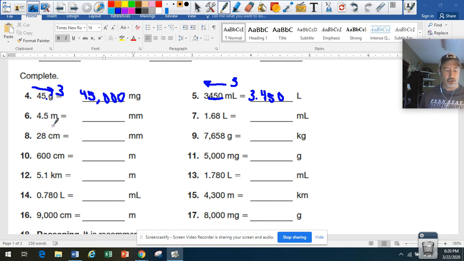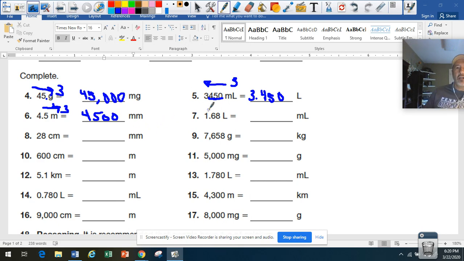Okay, let's look again. Number 6. Let's look here at number 6. We are going from bigger to a smaller. That means we're going to the right. And if we look at things here, we are going 3 places once again. So 3 places to the right gives us 4,500. There we go, 4,500 millimeters.